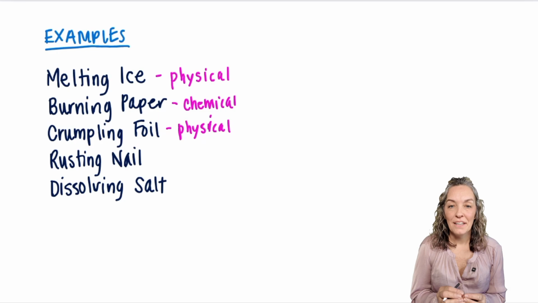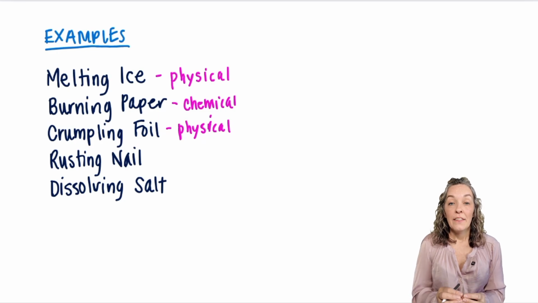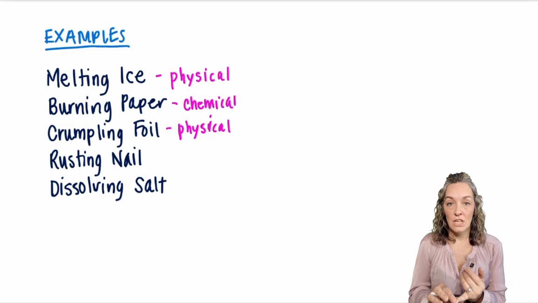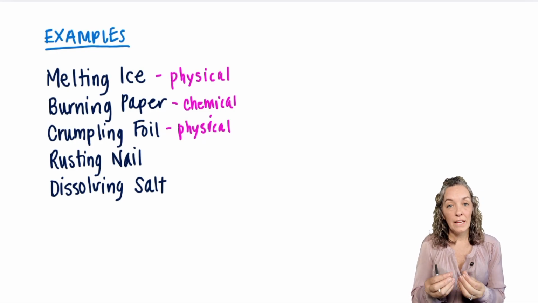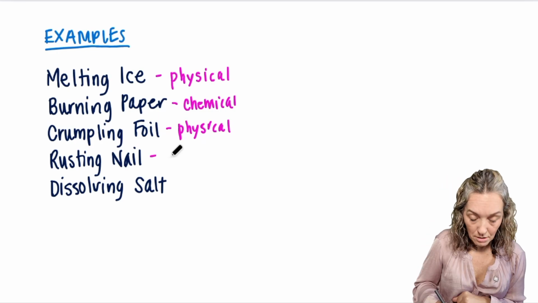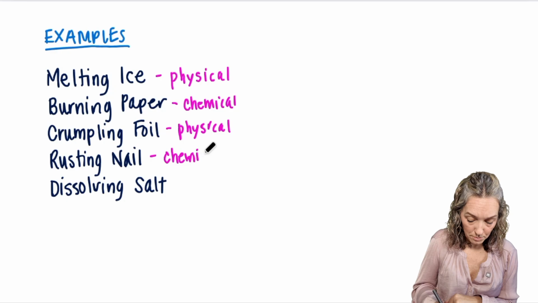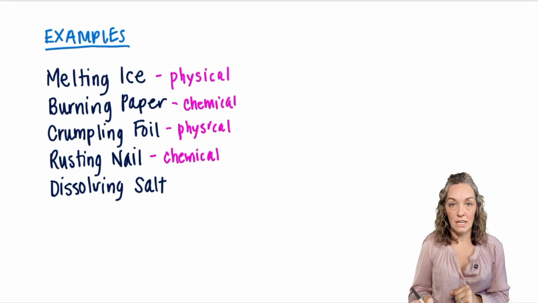Let's look at an example of a nail rusting. That nail is made of iron, but after it rusts, my iron, which was once shiny and silvery and metallic in nature, is now red and crumbly and brittle. I have made a new substance. Because I've made an entirely new substance, this would be classified as a chemical change.